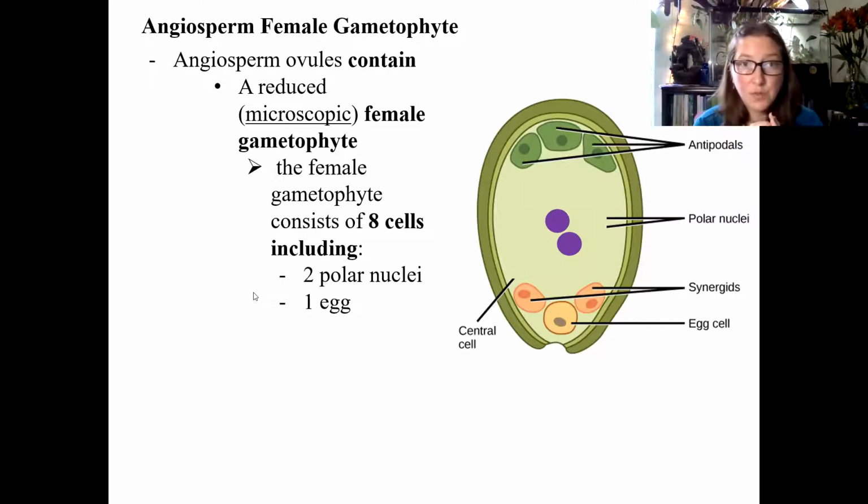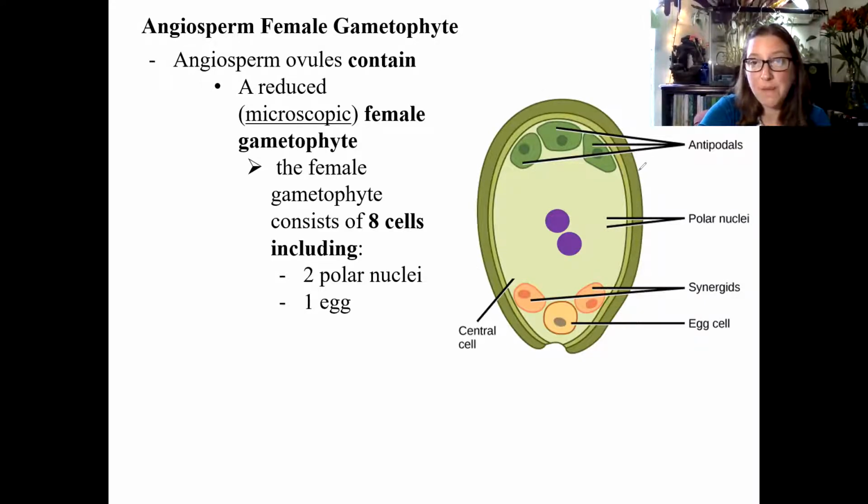What is inside of an angiosperm ovule? Inside is a very reduced microscopic female gametophyte plant. We can no longer see the female gametophyte plant with our eyes; we need a microscope to be able to see her. That's how small they are in angiosperms. The female gametophyte plant has been so reduced that now she only consists of 8 cells. Those 8 cells include 2 polar nuclei and 1 egg. I think I might have lost some things here, but 8 cells total.